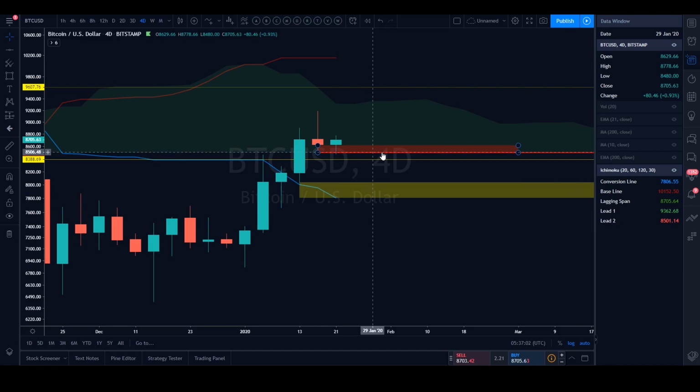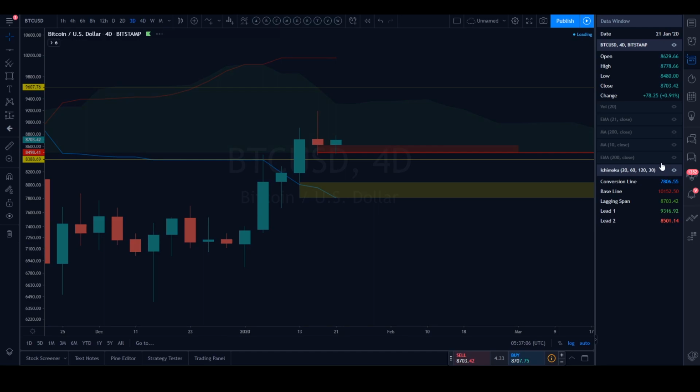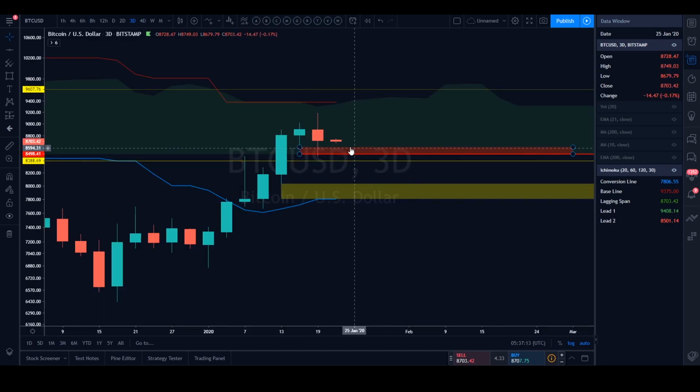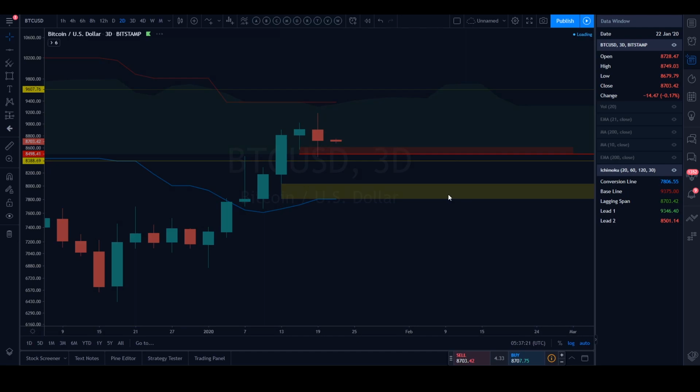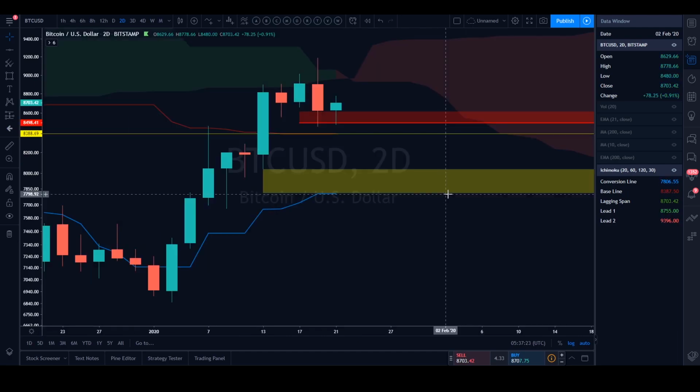Once again, confluence, guys, confluence. So 4-day, we have confluence there. What about the 3-day? And once again, this is the 3-day bottom of the cloud as well. Once again, the same number, 8,500. All right, now that that's been established, anything on the 2-day? Let's go.